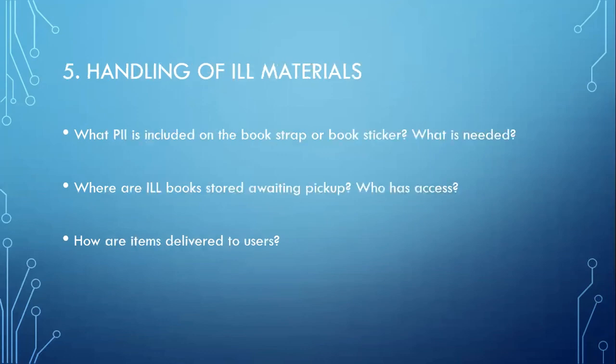How borrowed ILL materials are handled can also present a potential breach of patron privacy or an opportunity to strengthen it. Consider what information is printed on the book strap or book sticker that you put on the item before circulating it to the patron. Does it contain more personally identifiable information than is necessary to get the book to the patron? If so, consider removing that excess information from your straps or stickers.